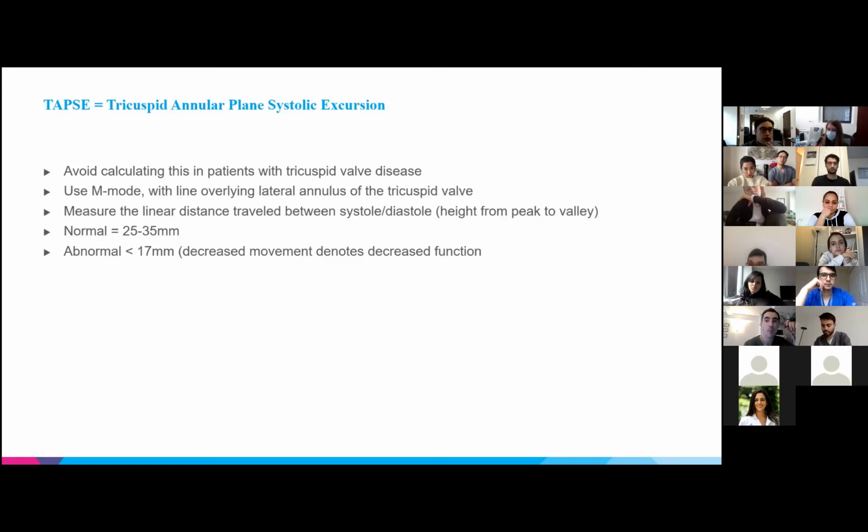A normal TAPSE should be 25 to 35 millimeters. Then there's sort of an indeterminate zone of 18 to 24. But definitely, if you're calculating TAPSE and you see that the lateral aspect of the tricuspid valve is moving less than 17 millimeters in a cardiac cycle, that denotes decreased movement or decreased function.